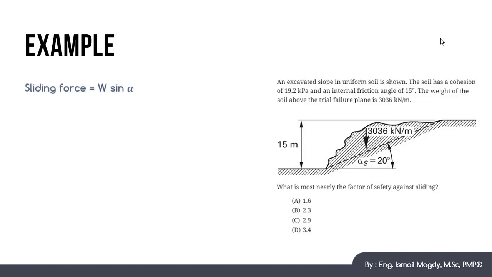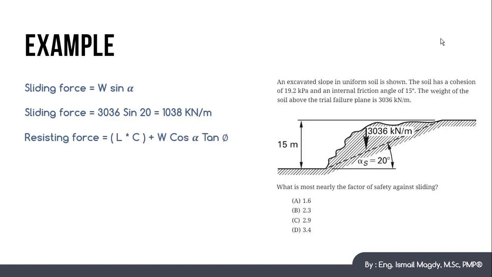First, we will start by calculating the sliding force, which equals W sine alpha. Here we have W, which is the weight, equals 3036, and alpha is the angle of the slope, which is 20 degrees, so the sliding force will equal 3036 sine 20, which equals 1038 kilonewton per meter.